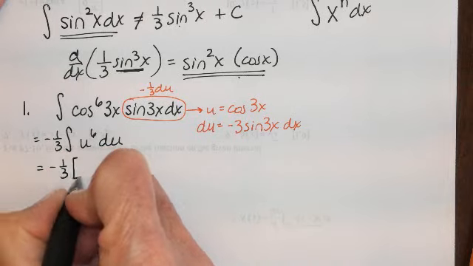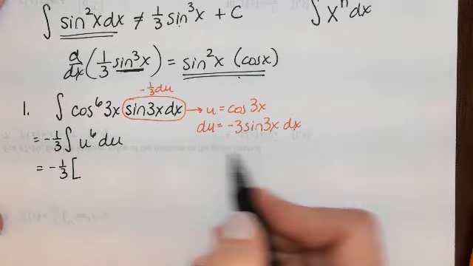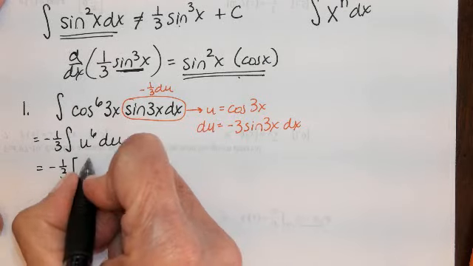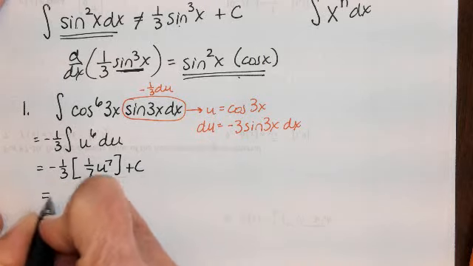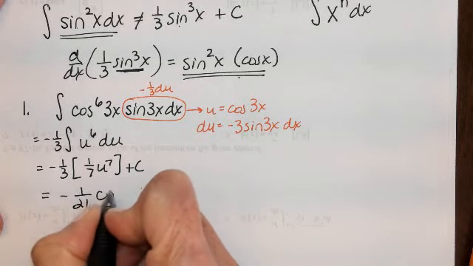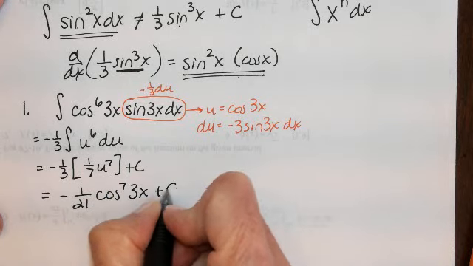Now go ahead and use your power rule. So when you do a u sub, you're getting something that we can use the power rule on mostly. So this would be 1/7 u to the 7th plus c. So we get negative 1 over 21 cosine to the 7th of 3x plus c.